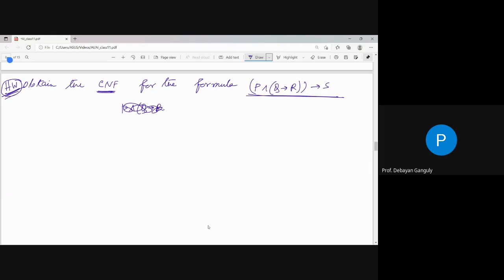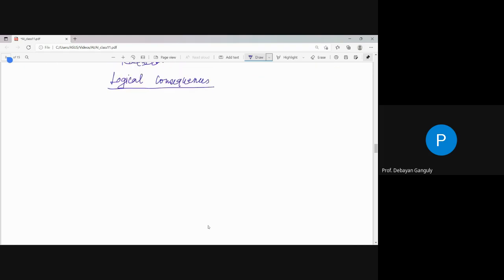Now there is one important thing, that is called logical consequence. So what is this? This logical consequence will decide whether one statement follows from some other statement.